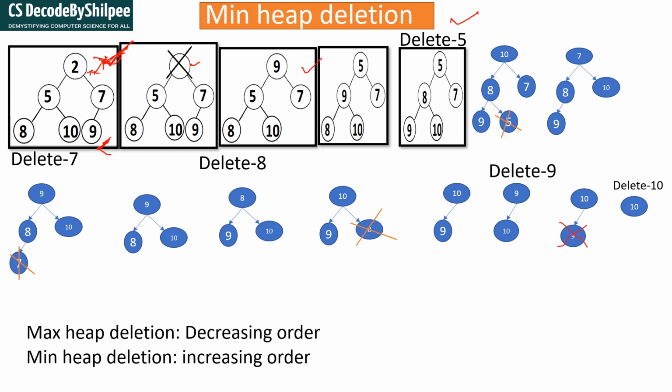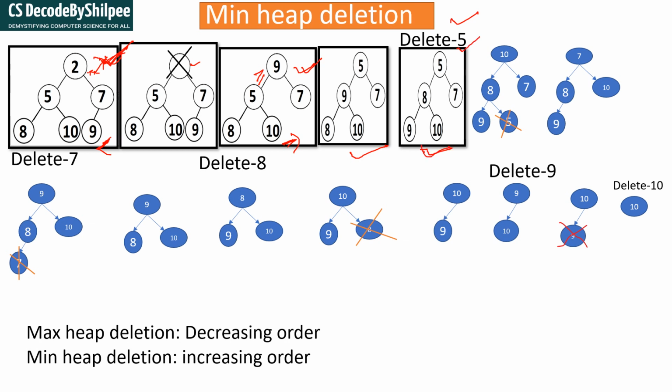And now what do you have to do? First you have to replace, then third you have to delete that, and fourth you have to check that it is following the min property. Is it following the min property? No, it's not following. The root is greater, and that's not true. So you have to perform heapify. After the heapify you will get this final tree.